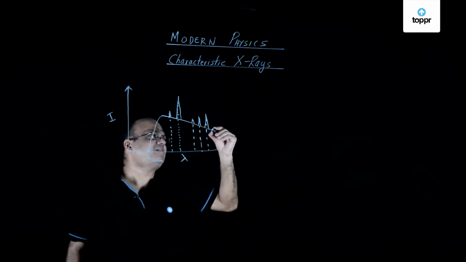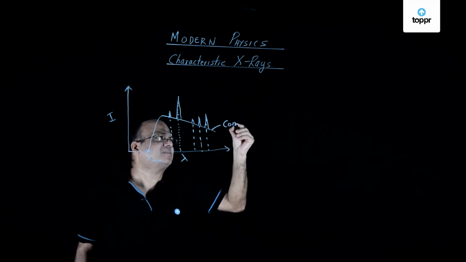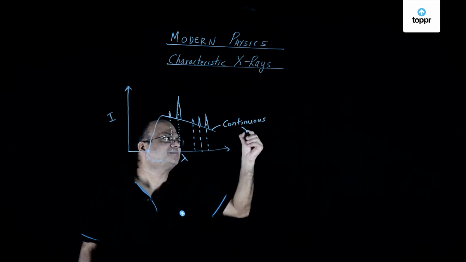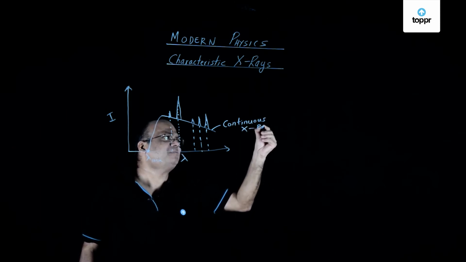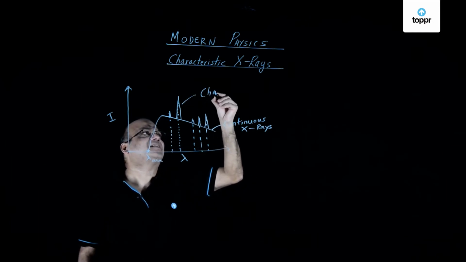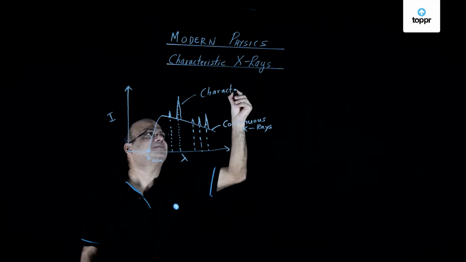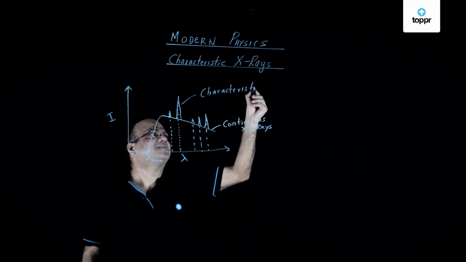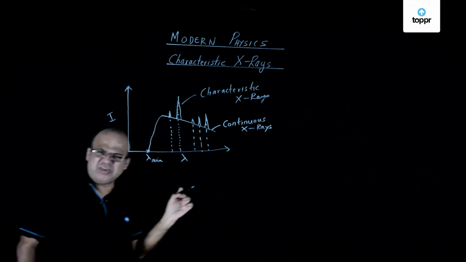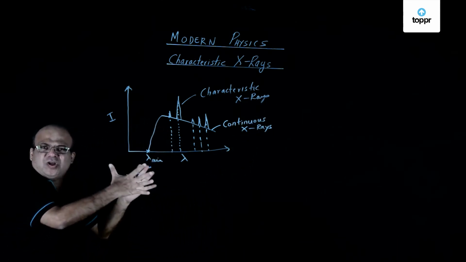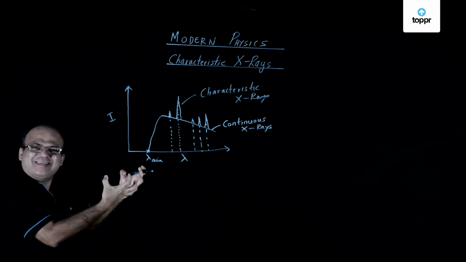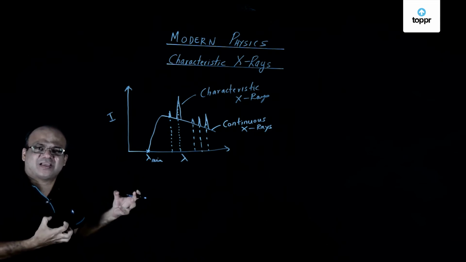Now, this is the graph for continuous X-rays that we learnt earlier. Now, these peaks, they refer to characteristic X-rays. All these peaks, characteristic X-rays. Now the question is, why do some particular wavelengths come out in huge quantities? Their intensity is very, very high.